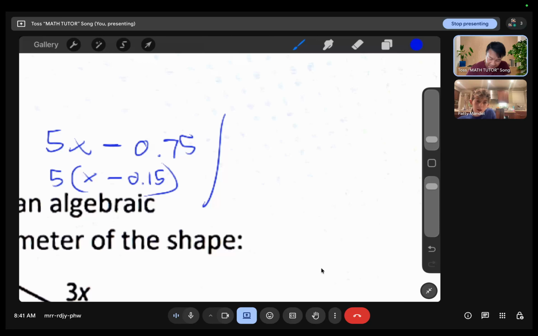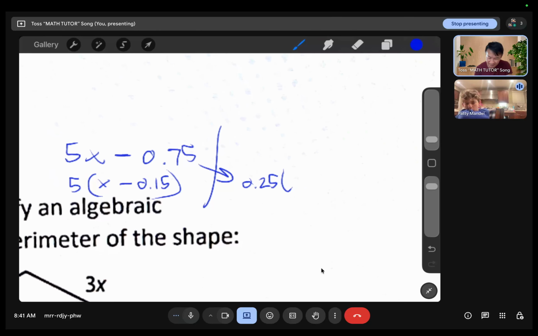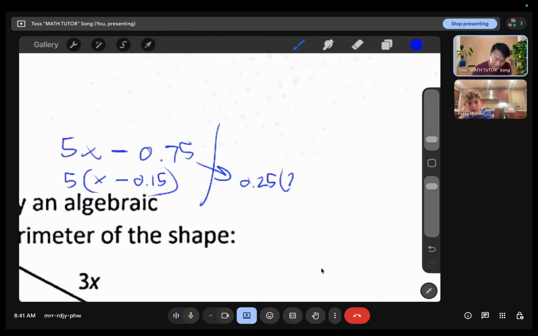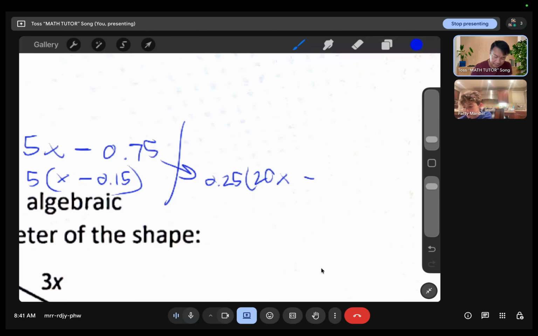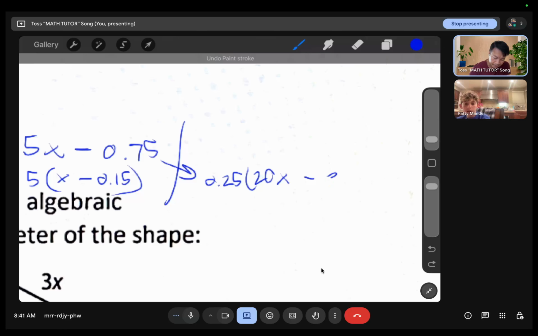What about this then? Let me write this one. 0.25 can go into 5 how many times? 20 times. Let me double check. Is that right? Yes, 20 times. It would be 20x here. Yes, it is correct. And then minus 3.